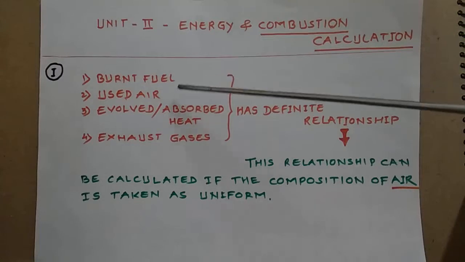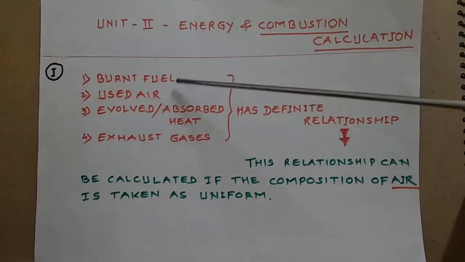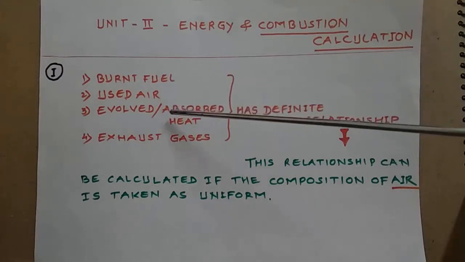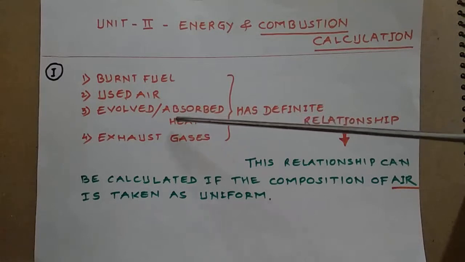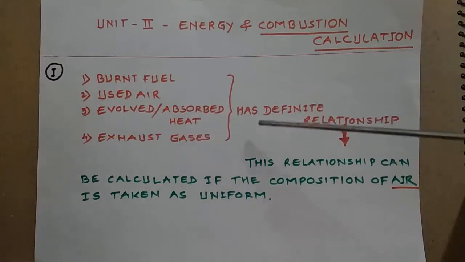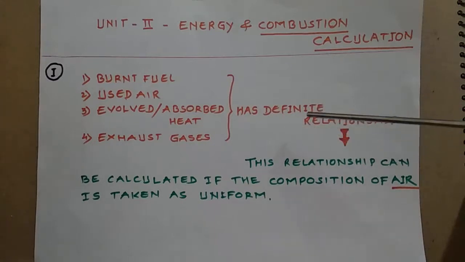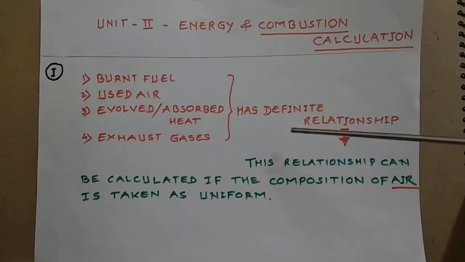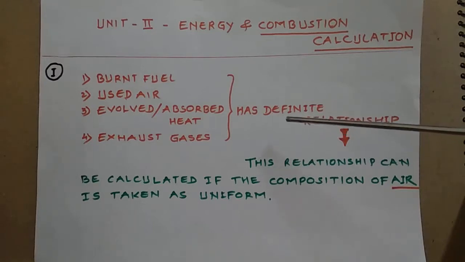Burnt fuel uses air for the burning, and then heat is evolved or absorbed, and exhaust gases are produced. All these four have a definite relationship, and this relationship is governed by different laws, like conservation of mass, then Boyle's law, Charles' law, etc.